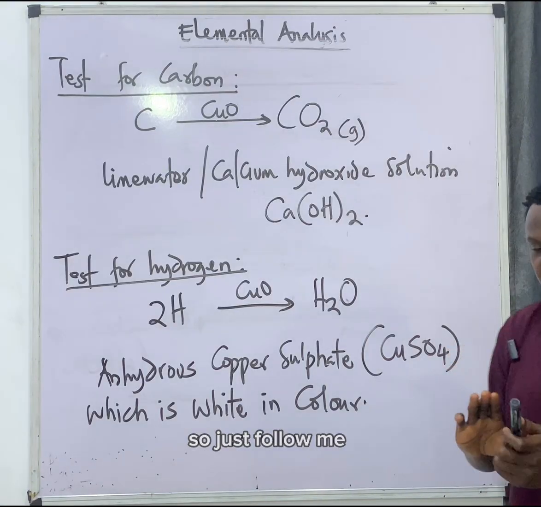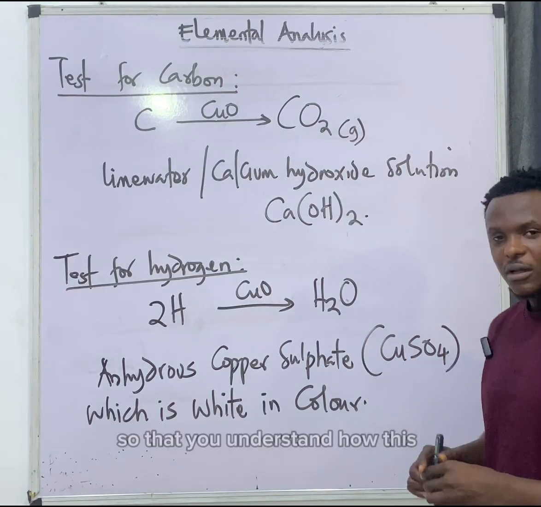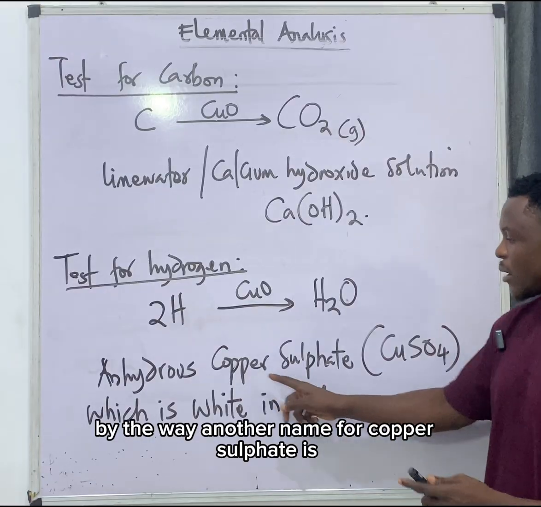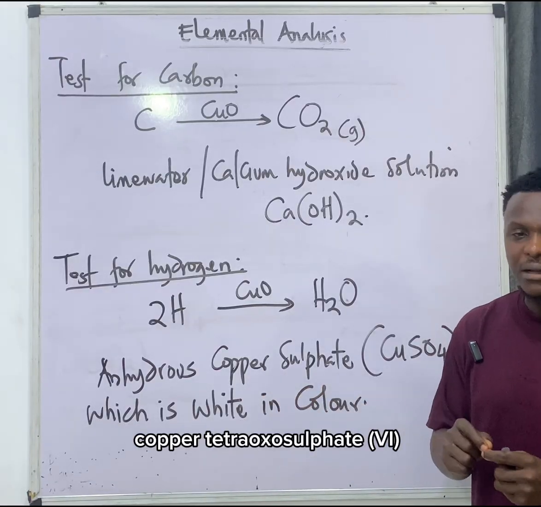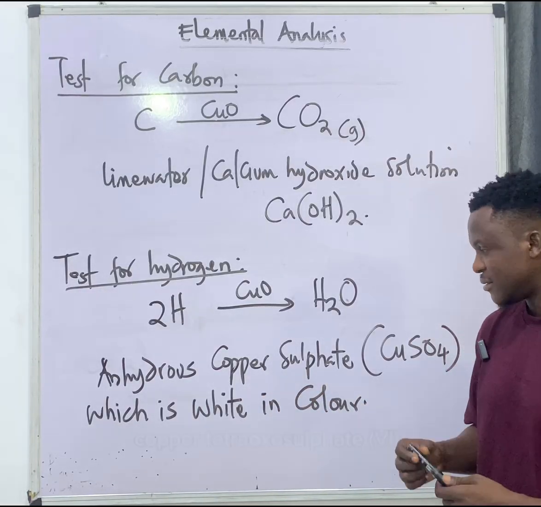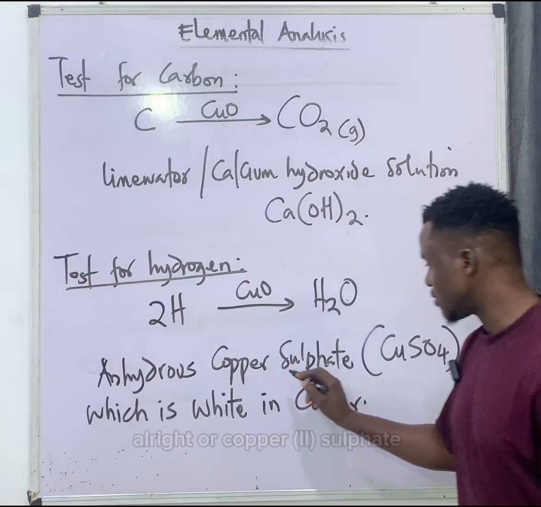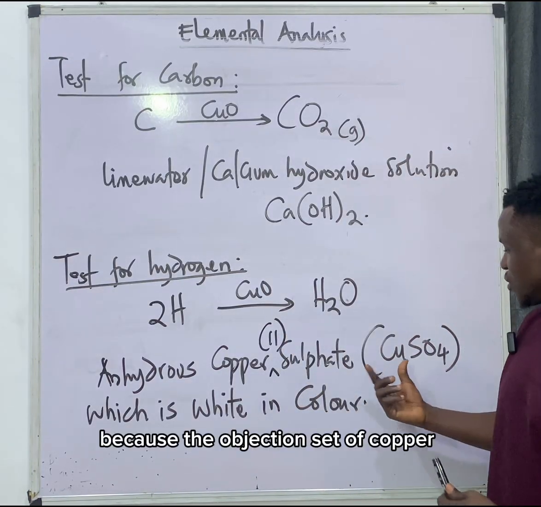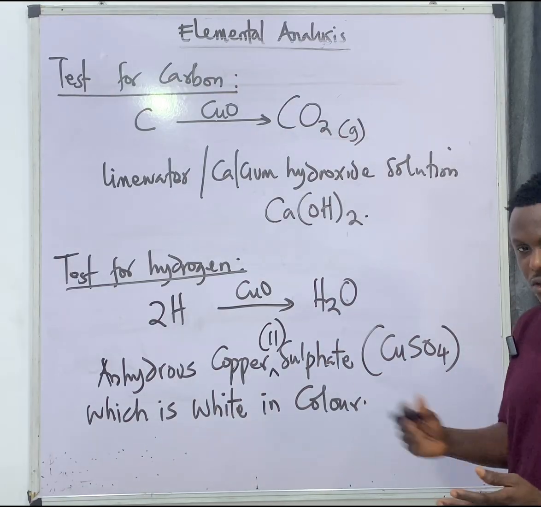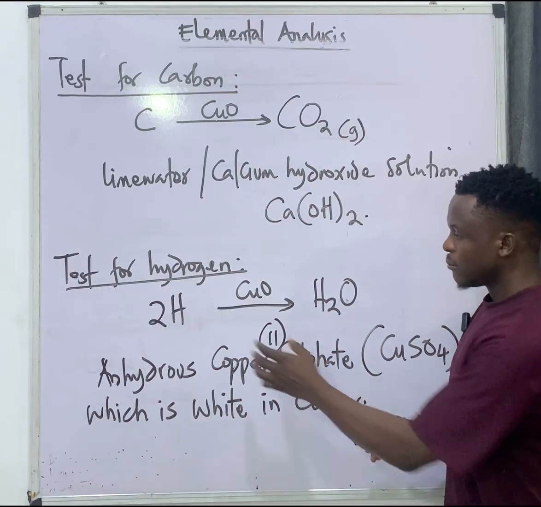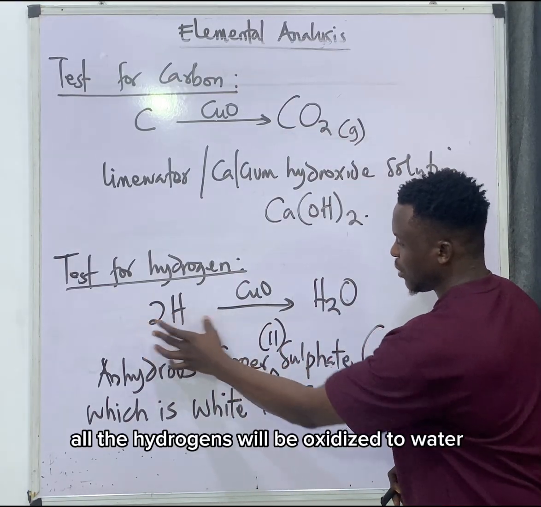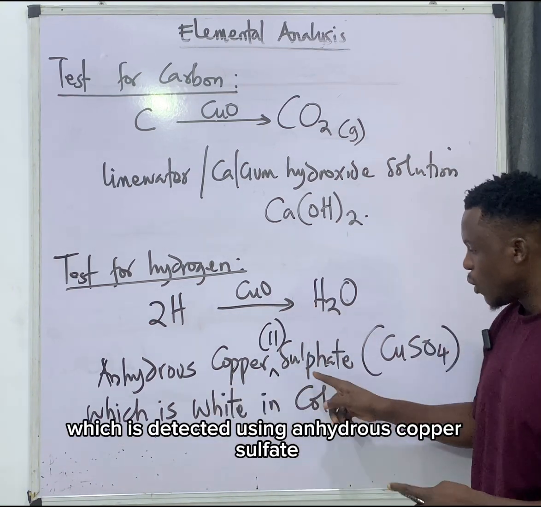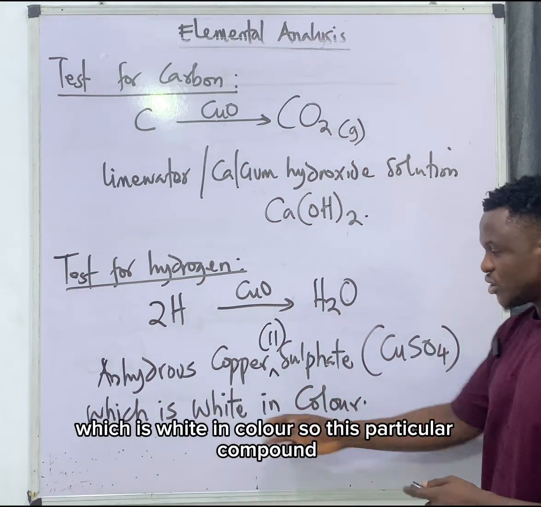So just follow me so that you understand how this copper sulfate is going to help us understand. By the way, another name for copper sulfate is copper tetraoxosulfate 6, or copper 2 sulfate. Most times they say copper 2 sulfate because the oxidation state of copper here is +2. So let's get back to this. All the hydrogens will be oxidized to water, which is detected using anhydrous copper 2 sulfate, which is white in color.